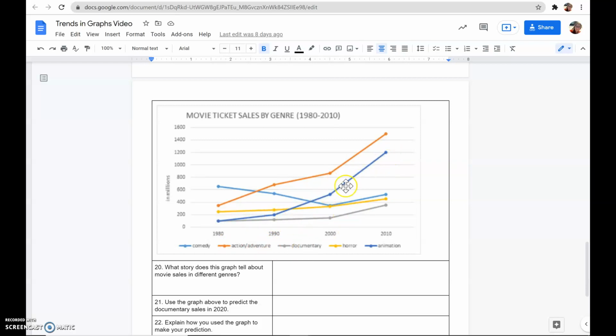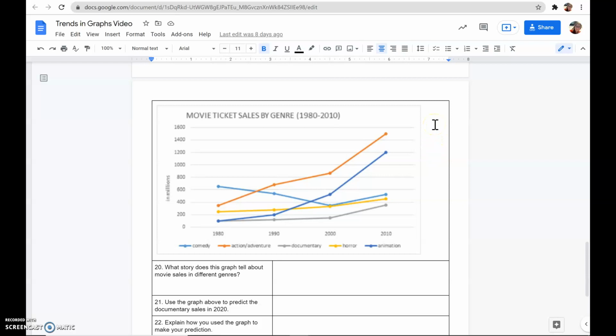Okay, let's say we want to know what the animation ticket sales are going to be in 2020. Well, let's just continue the graph to see. There's not a 2020 written here, so we need to imagine it's here. So we can measure the distance from here to here, kind of eyeball it and say, okay, 2020 would be about in this spot.